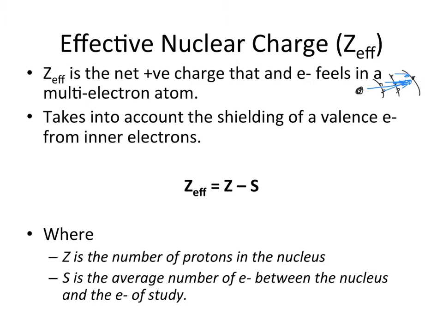So it takes into account the shielding of the valence electrons from the inner electrons, and it uses this very simple formula. So Z effective is equal to Z, which is the number of protons in the nucleus, minus the average number of electrons between the nucleus and the electron of study. Now, for our purposes, our electron of study is usually going to be this outer electron here, but you could also alternatively do it for any electron in the atom there. Okay. There's also a little thing, average number. There is a way to calculate average number, but that's beyond the scope of this course. So what we're going to do is just use the actual number of inner electrons that we have in our Bohr-Rutherford diagram.